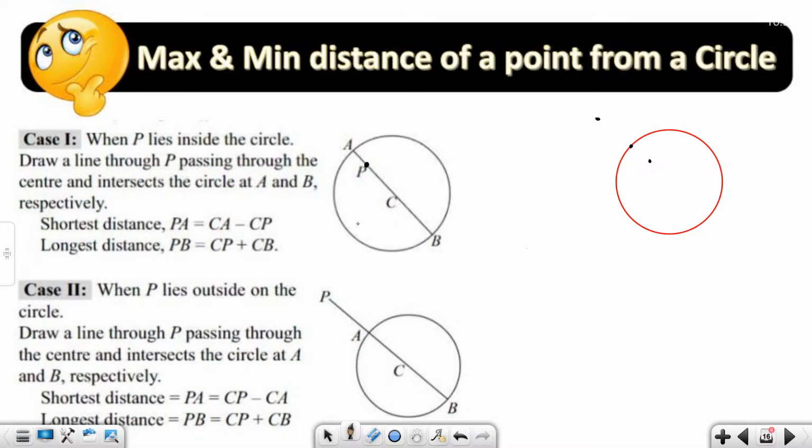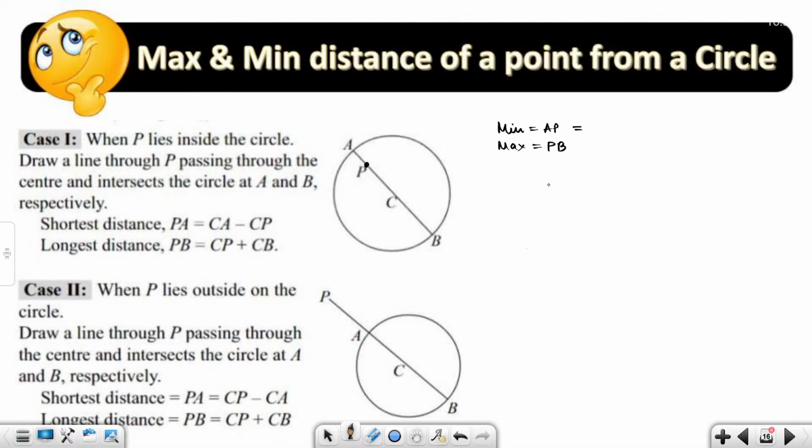Now, directly from this figure, we can see, let me just delete all those so we will get space to write. Okay. So now, for this first case, when the point is inside, what is the minimum distance? Tell me. The minimum distance is AP. And what is the maximum distance of point P from the circle? It is PB. Is it clear? Now, how to find AP in this case?